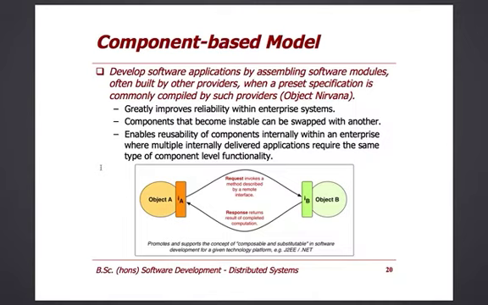The idea of Object Nirvana was that we could build a distributed application by aggregating disparate component-based services that were distributed physically in different places and just reuse them with a minimum of knowledge as to how they actually worked internally.